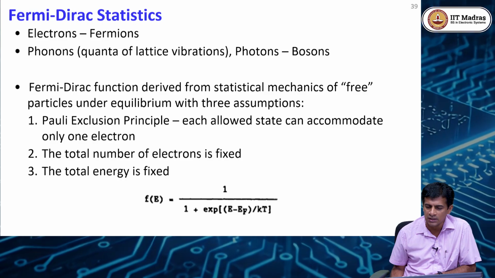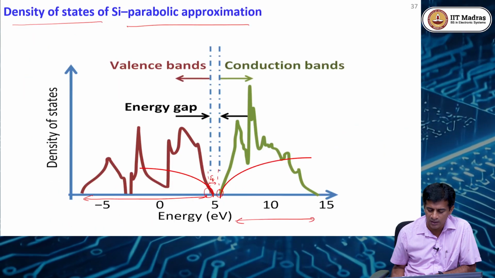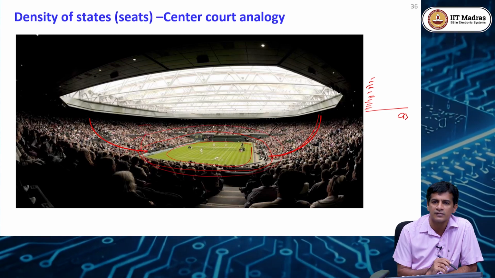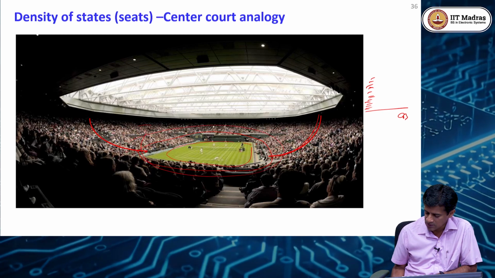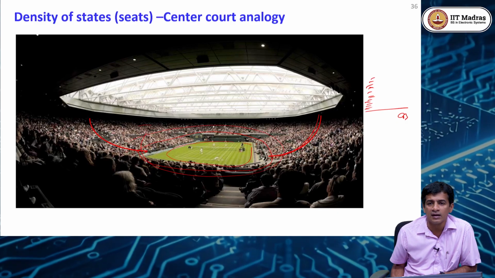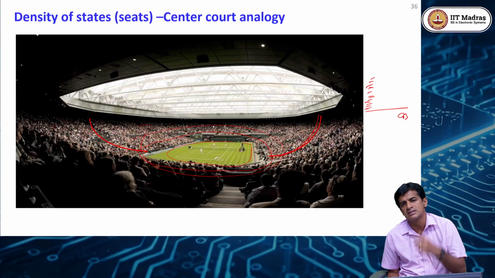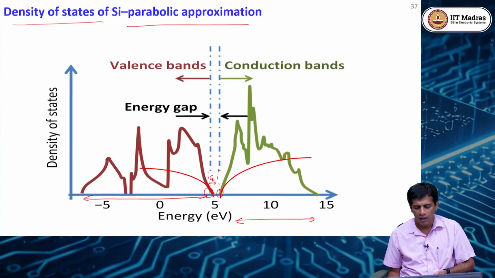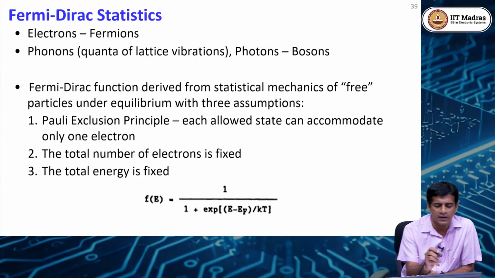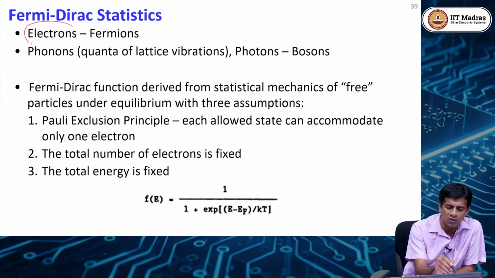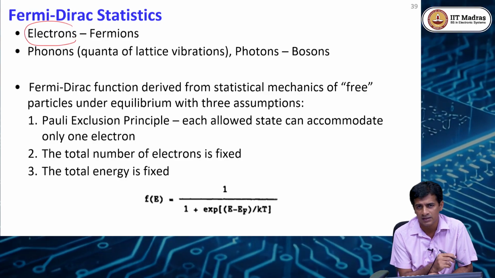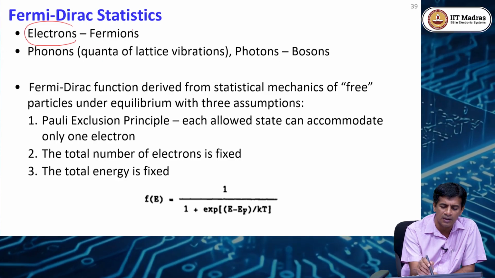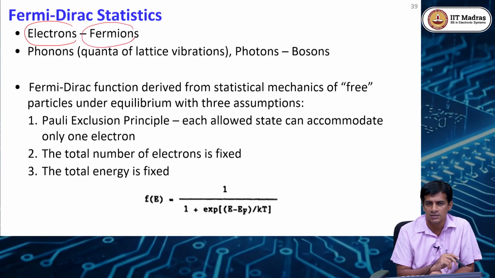Once we have these two things, we know how the seats are distributed. Essentially, the density of states is the distribution of the seats for electrons and holes. The second thing we want is the probability: by what rule are these seats filled? For that, we need to examine what electrons are. Electrons are not similar to gas molecules. They are different; they are quantum mechanical particles belonging to a category known as fermions.